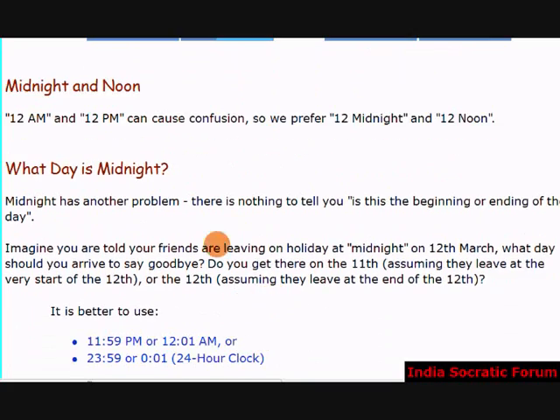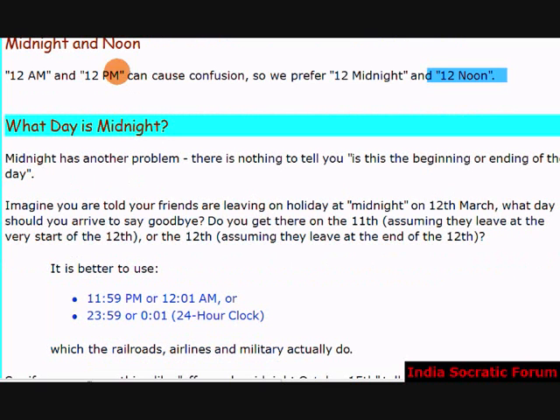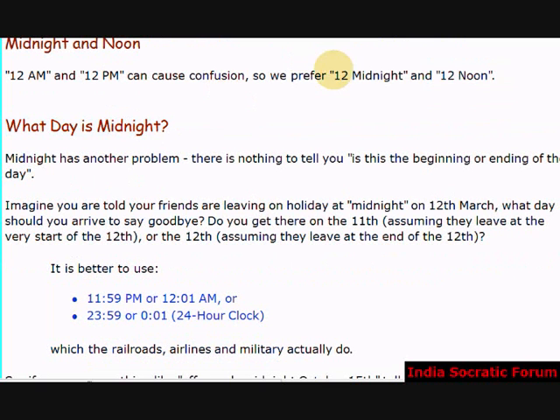Midnight and noon, 12 AM and 12 PM, can cause confusion. So we prefer 12 midnight and 12 noon. Since 12 is always a confusion, when it's midnight we call it 12 midnight and when it's noon, 12 noon. We don't just say 12 AM or 12 PM. 12 AM means midnight, 12 PM is noon, but we cannot make out which. So we call it 12 midnight and 12 noon to avoid confusion.